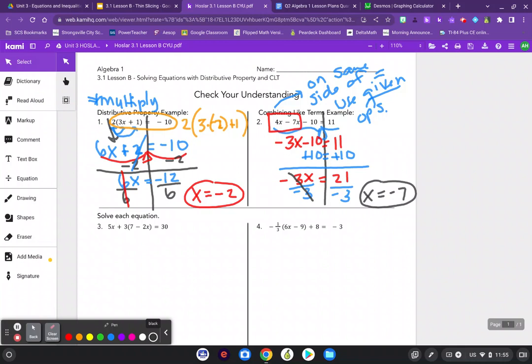And so the idea here is that we're going to be doing these opposite operations, but only after we have either distributed or combined like terms. I call it cleaning up. We're cleaning up one of the sides of my scale before I can start applying these balancing acts to my scale.